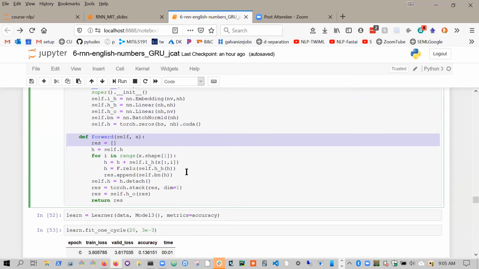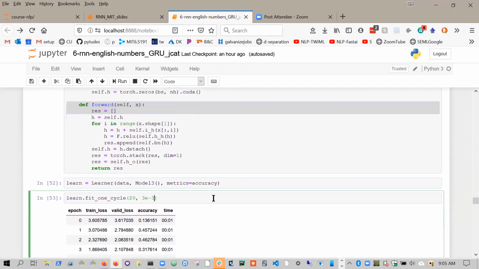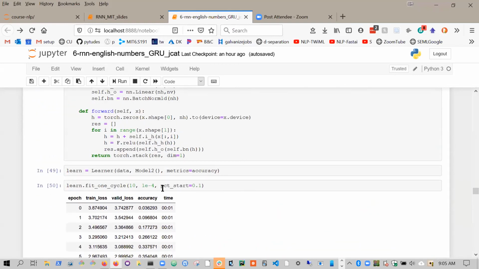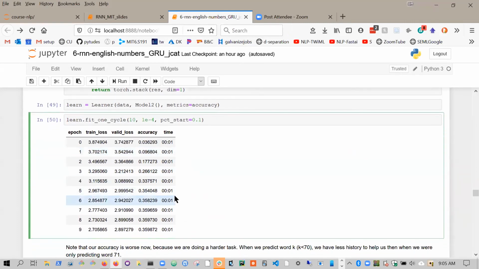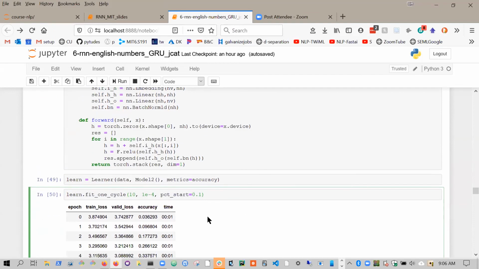Okay, so then he trains this thing, and let's see, learning rate 3 times 10 to the minus 3. I just want to see if this is the same learning rate. He's fiddling around with the learning rate, and I'm not sure what this pct_start is on this process. Learn.fit_one_cycle, 10 epochs, learning rate of 10 to the minus 4, and I'm not sure what this is.